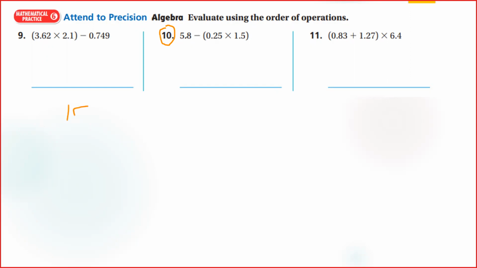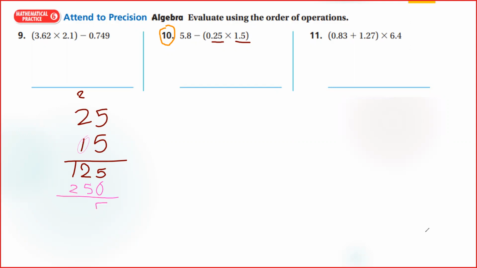Here, what do we have? 15 and 25. Now, 5 times 5 is 25. 5 times 1 is 5 plus 2 is 7. I will write them like 25 and 15. 5 times 5, you say 25. 5 times 2 is 10 plus 2, 12. Then we will go now to multiply the tens. Add 0. 1 times 5, 5. 1 times 2, 2. Then 5, 7, 3.